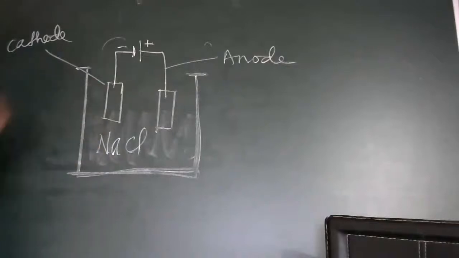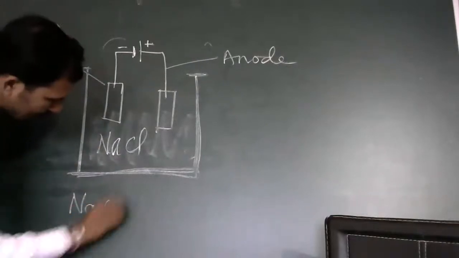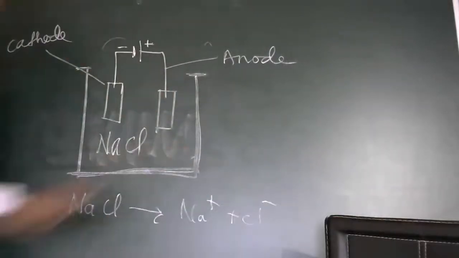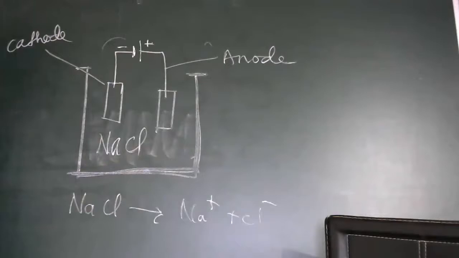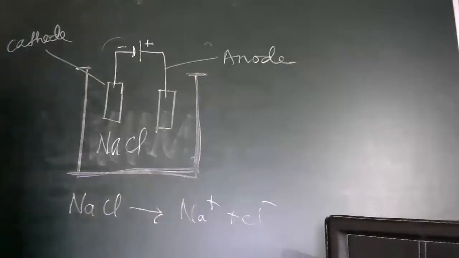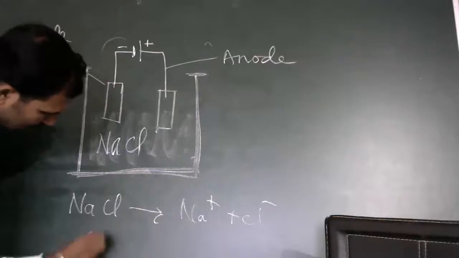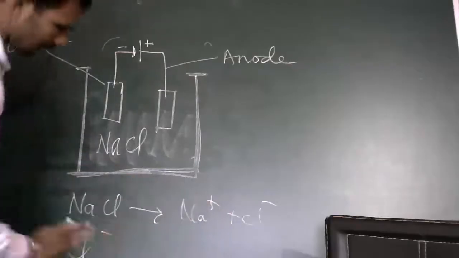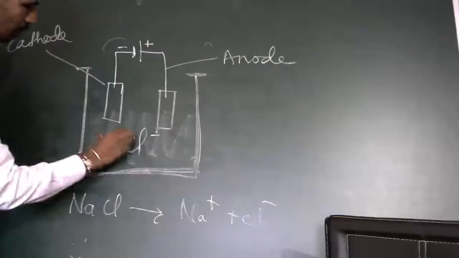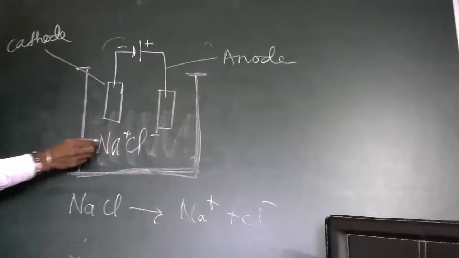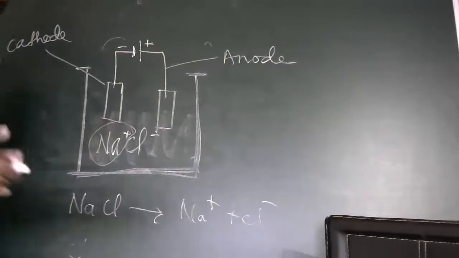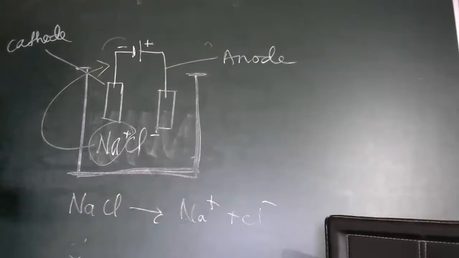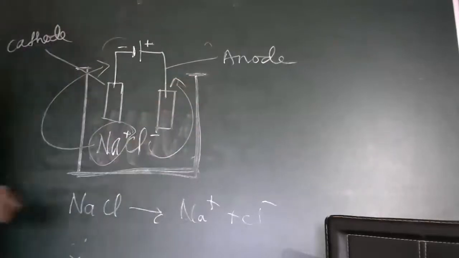So during this reaction, what happens? NaCl breaks up into Na+ and Cl-. See, this is minus, this is plus. Na+ is a cation. The cation moves towards the cathode, and the anion moves towards the anode.